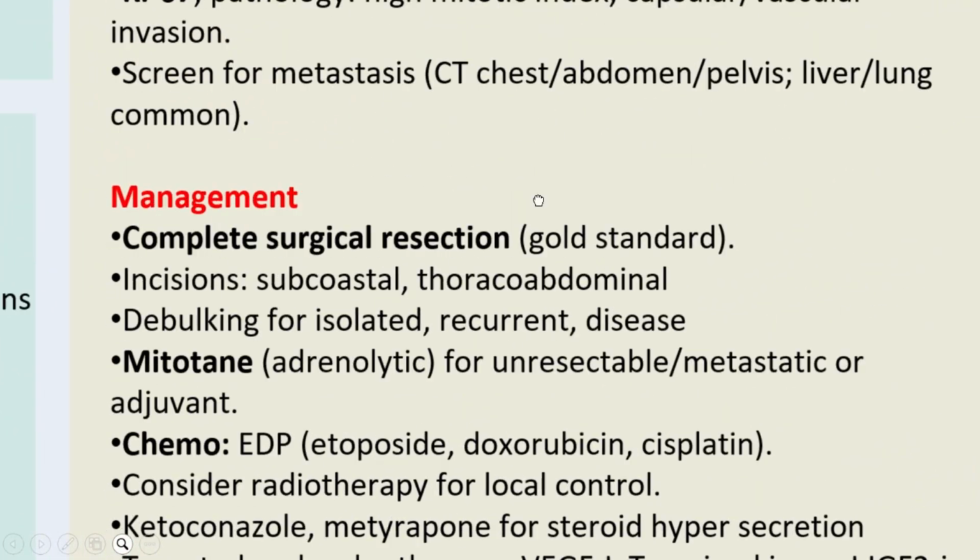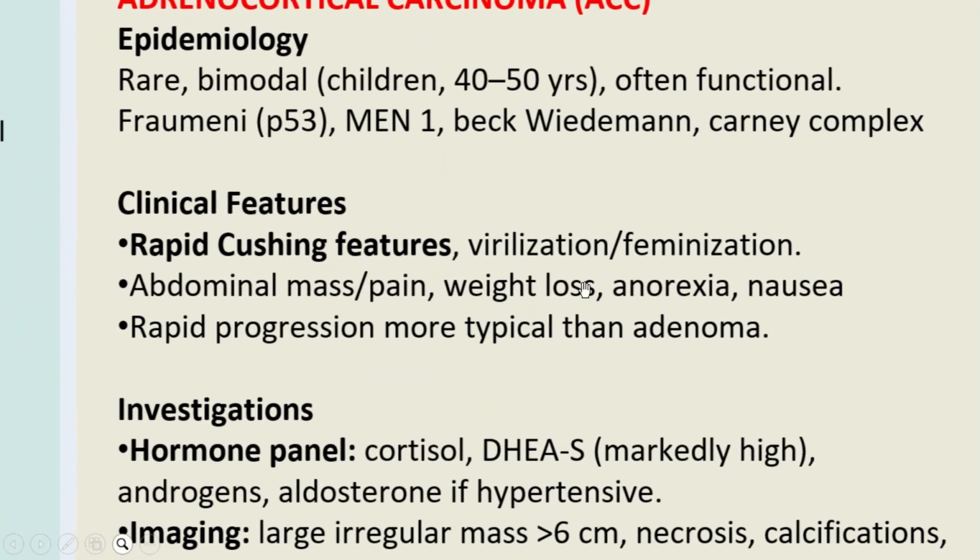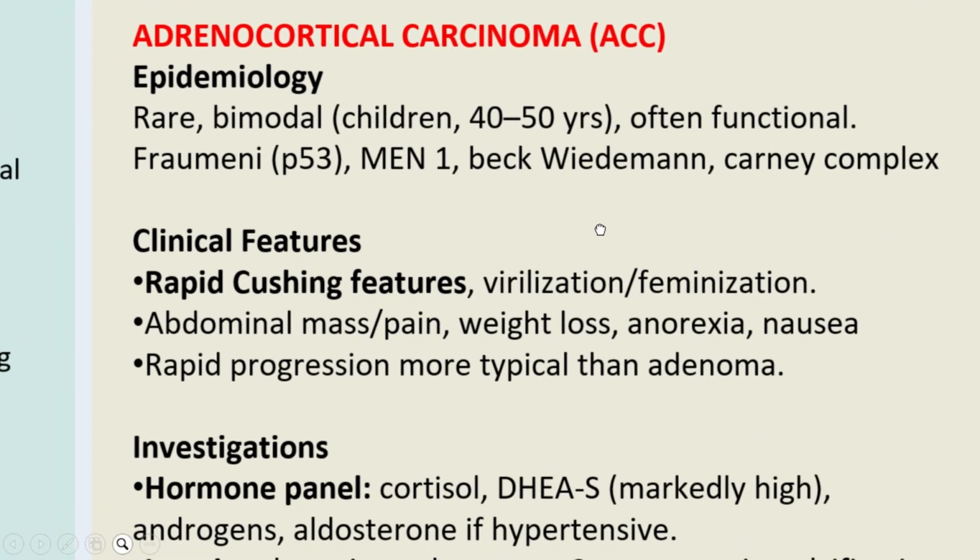Then lastly, we're going to look at the adrenocortical carcinoma, and this one is rare and has a bimodal distribution. It's found both in children as well as the elderly, and approximately 50% of these tumors are going to be functioning, are going to produce hormones. So the conditions that are associated with them are the hormonal syndromes, that is p53 mutations, the main one, Beckwith-Wiedemann, as well as the Carney complex.